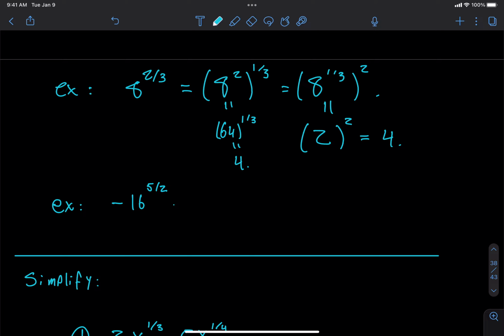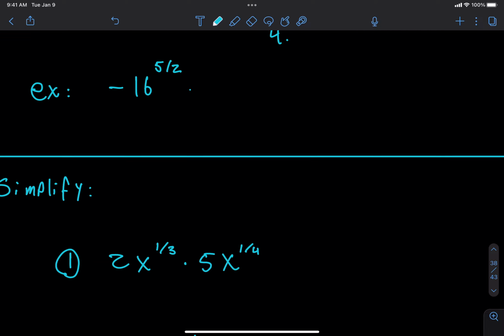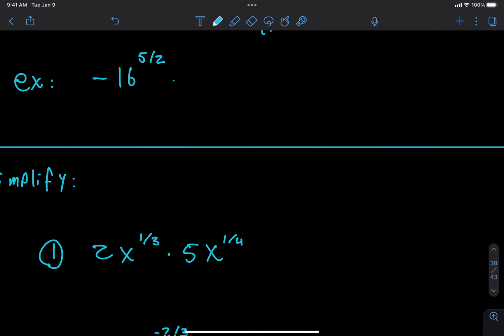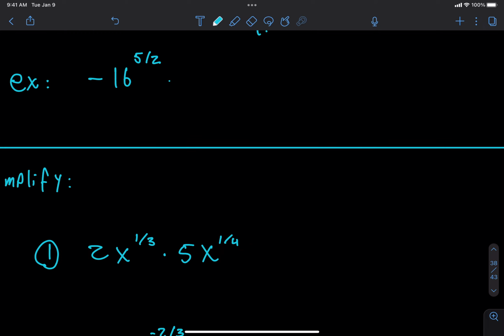All right, let's do a more complicated one. Negative 16 to the 5/2. I'm a little bit scared here. I'm scared because I got a negative number and I'm doing an even-powered root. So what do we think? No solution? Can we do this one or not?